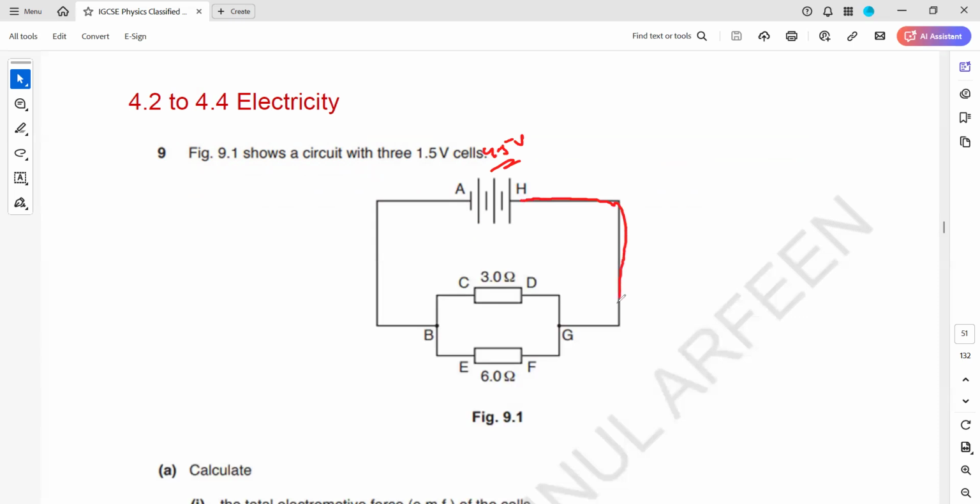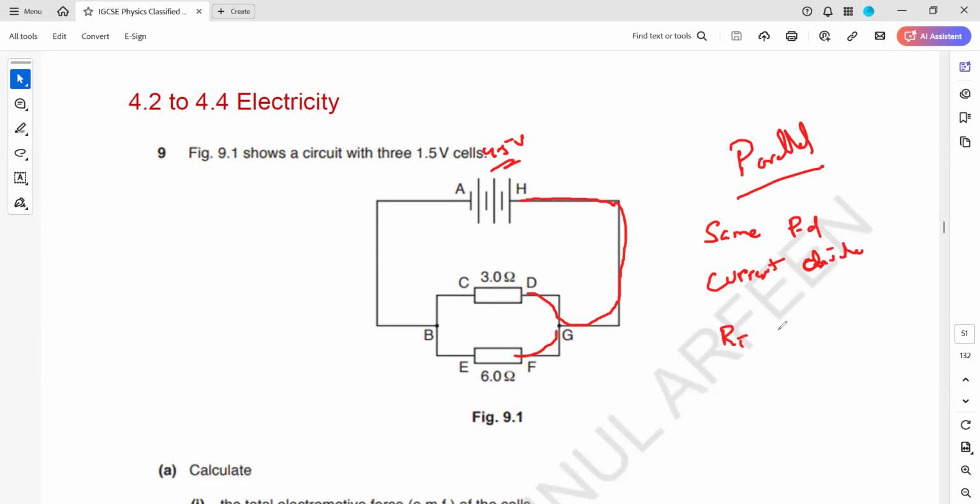How are they connected? In parallel. What is a characteristic of parallel circuits? Whenever the circuit is parallel, they will have the same potential difference as the battery. The current will divide between the components. If I want to find the combined resistance of two in parallel, it will be the product divided by the sum. They will have the same potential, the current will divide, and the total resistance will be the product divided by the sum.